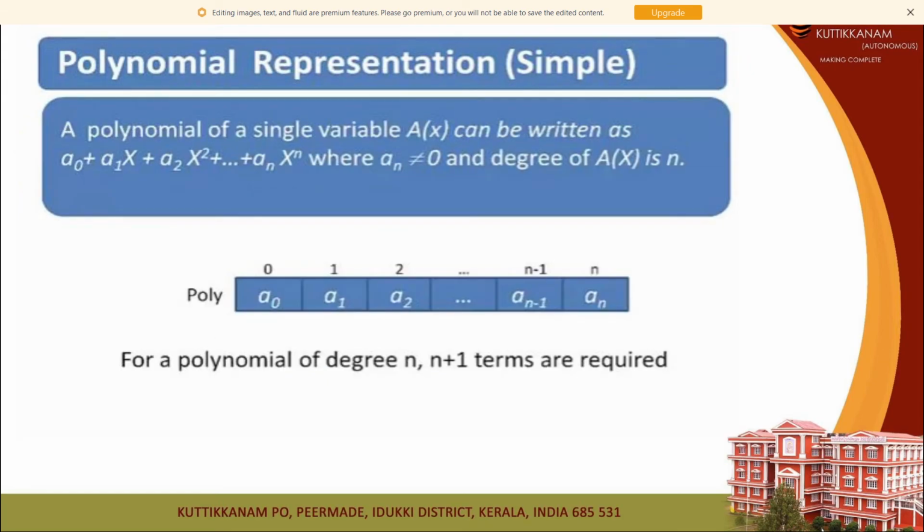Polynomial representation. A polynomial of a single variable a of x can be written as a0 plus a1 x plus a2 x^2 plus up to a_n x^n, where a_n is not equal to 0 and the degree of a of x is equal to n.